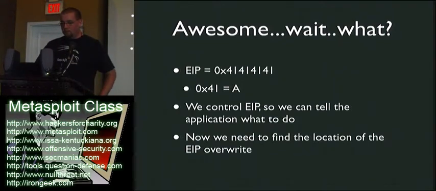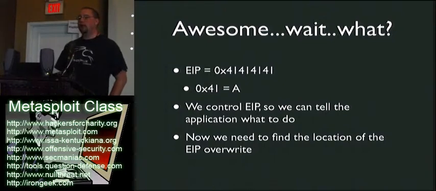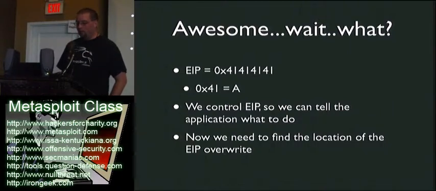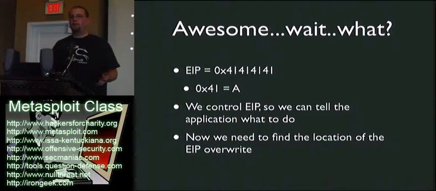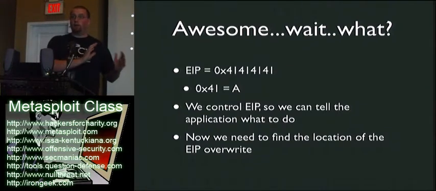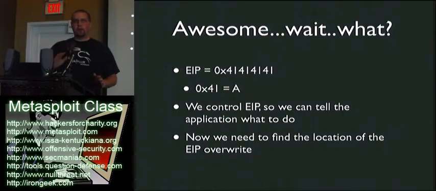Awesome. Okay, so EIP equals 41, which is hexadecimal for the letter A, so we overwrote it with our A's. Now that we control it, we can tell it what to do, but we need to find out where in that series of A's, the 300 to 500 A's we sent, that 4-byte overwrite occurs. Quickly, any questions? Do you guys understand what just happened there? I sent a bunch of crap to it, it didn't like it, it crashed. Okay.